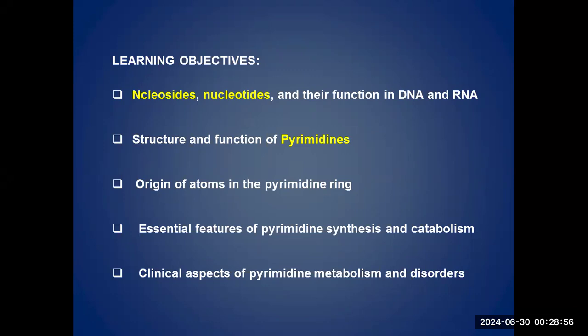Then we'll also discuss the structure and function of pyrimidines. Then, when the pyrimidine ring is synthesized, we'll discuss the origin of different atoms in the pyrimidine ring, that is, what atoms contribute during the synthesis of the pyrimidine ring. After this, we'll be discussing essential features of pyrimidine synthesis and their catabolism. And finally, we'll discuss the clinical aspect of pyrimidine metabolism and their disorders.